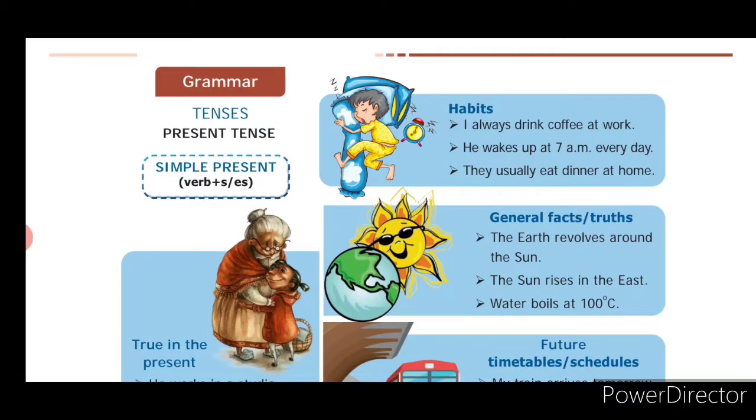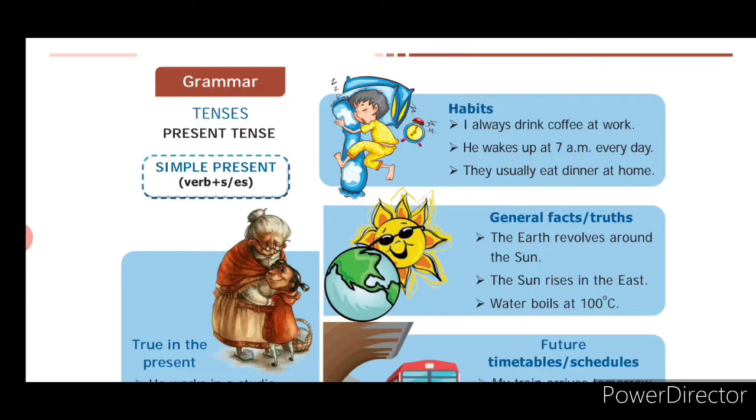So see here, if I am saying, I always drink coffee at work. So actually he has a habit of drinking coffee whenever he is at work. And I is the subject. I always drink coffee at night. So I is the subject, followed by the verb, drink. He wakes up at 7 a.m. every day. So he has a habit of getting up at 7 a.m., that is early morning at 7 a.m. He is the subject followed by the verb, he wakes. Wake is the verb plus s.